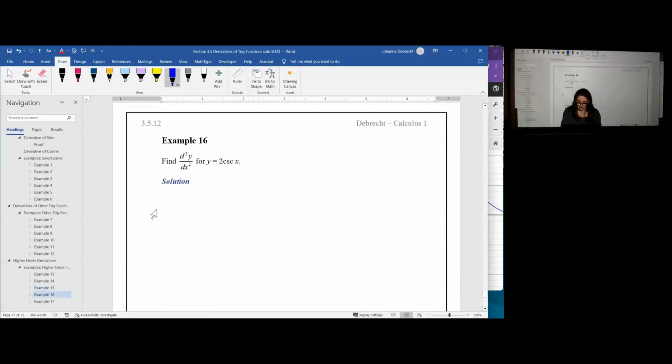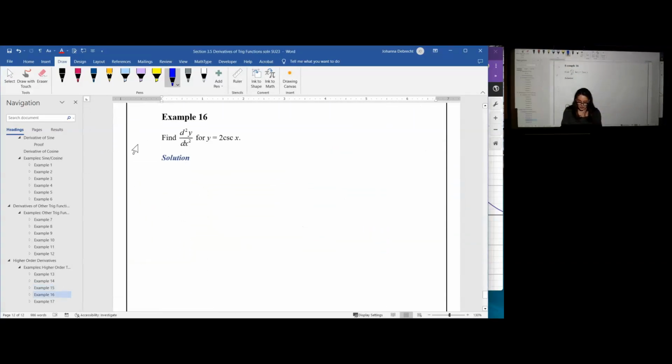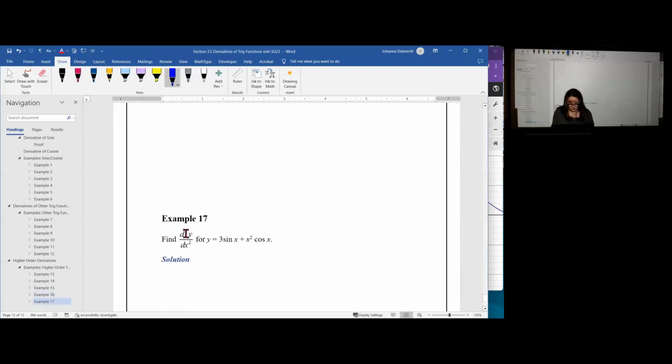We have two more examples to work in which we're going to find higher order derivatives. In 16, I want you to take the derivative of cosecant 2 times. In other words, take the derivative of cosecant, then take the derivative of the derivative. For 17, we want to find the second derivative of this equation here. Go ahead and pause the video, work them out, and then turn the video back on to check your answers.